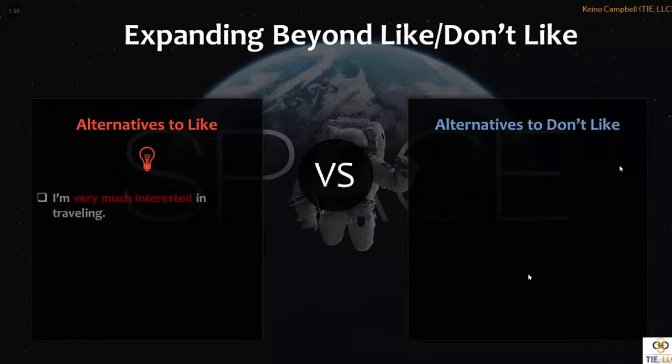Expanding beyond like and don't like, a lot of the questions, especially on Part 1, are going to ask you about, do you like reading? Do you like music? Do you like to go shopping? But you can't always just say like, don't like, don't like, don't like. There are many different ways to say it.